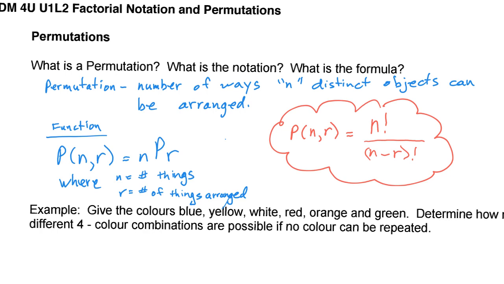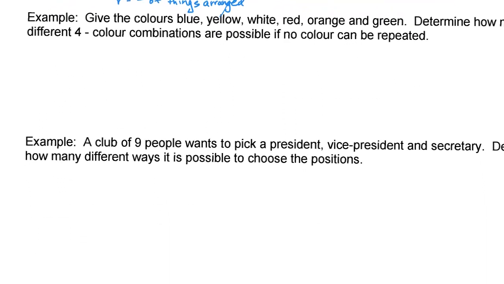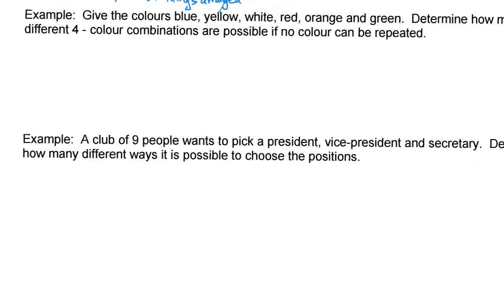So you need to remember this. When we have n objects and we are arranging r of them, that means we're going to have n factorial divided by n minus r factorial. And so now let's go on to our example. Okay, it's one of 2 or 3 that we're going to do.